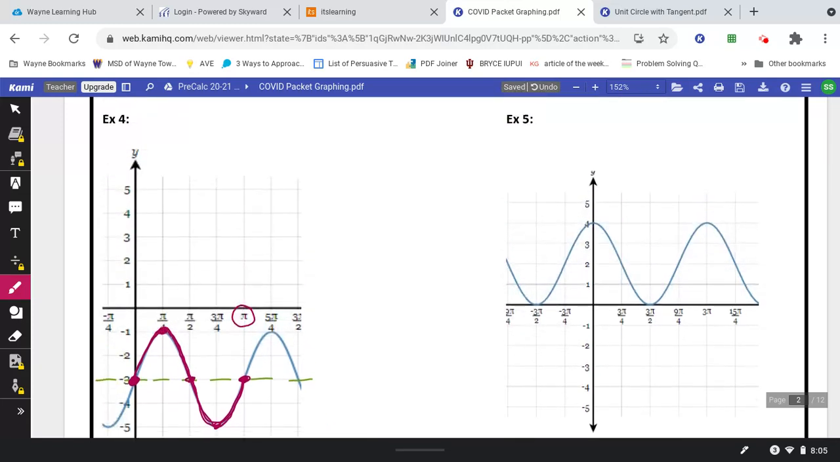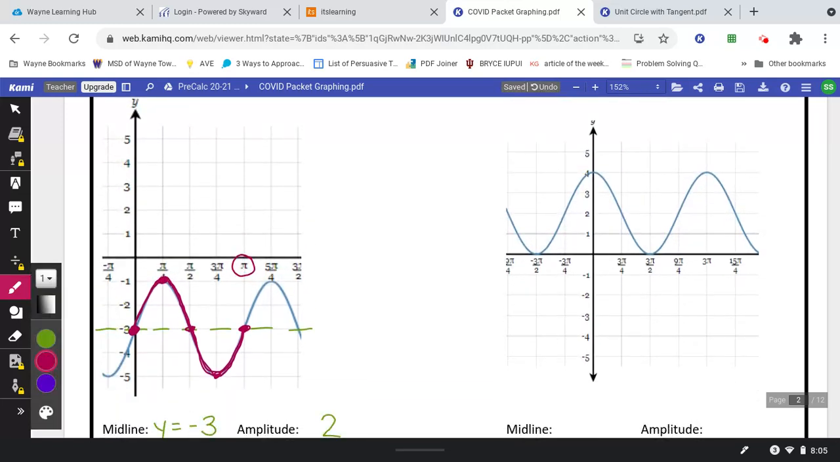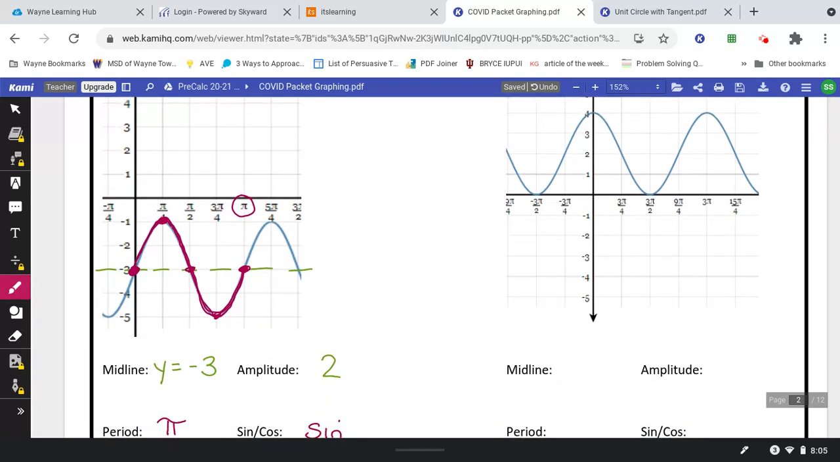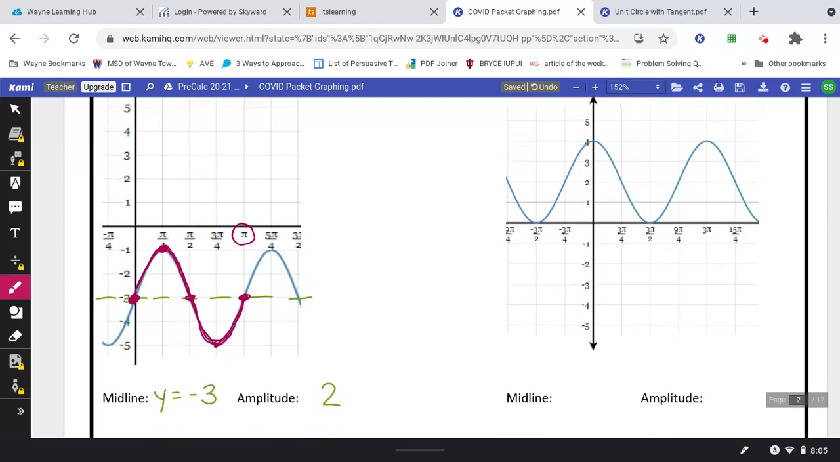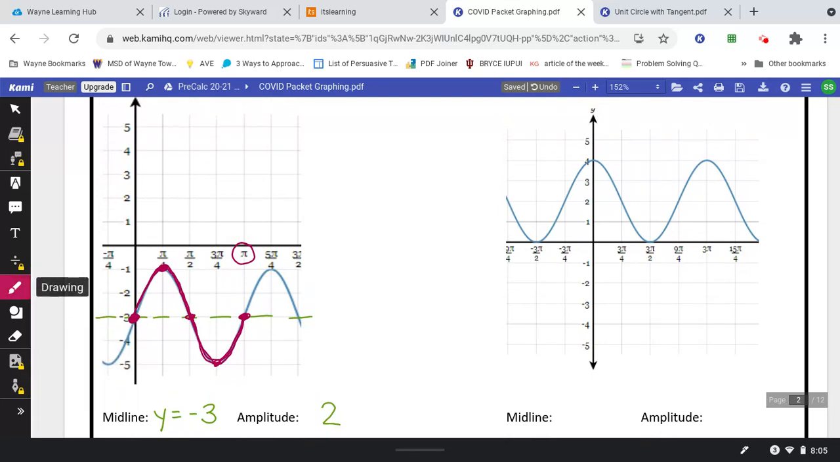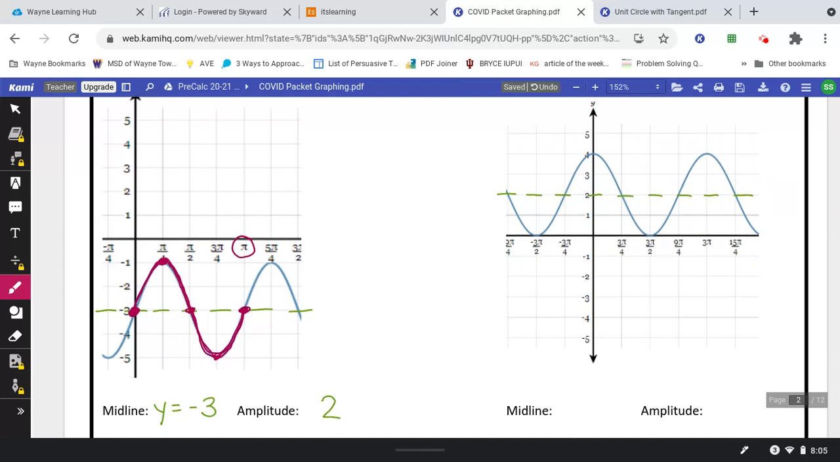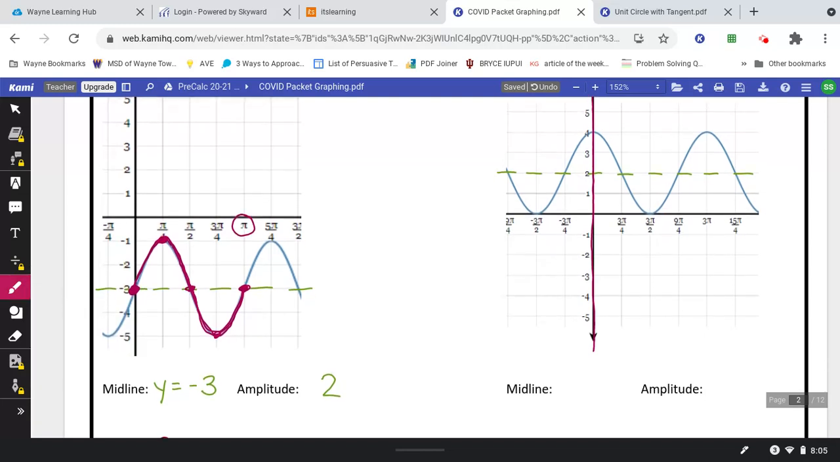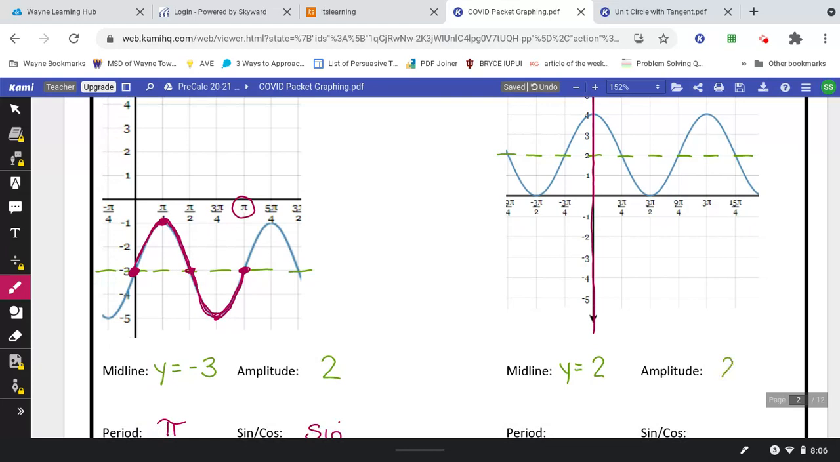All right, example number 5. See what you can do with this one. Take a little bit of time and see if you can identify the midline, amplitude, period, and sine or cosine. The midline should be 2. Amplitude, how tall the wave is, is also 2.